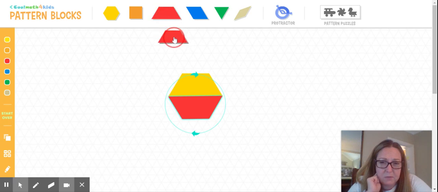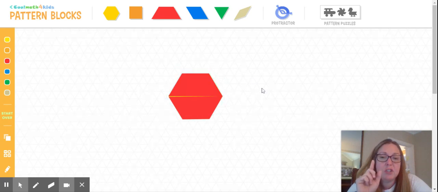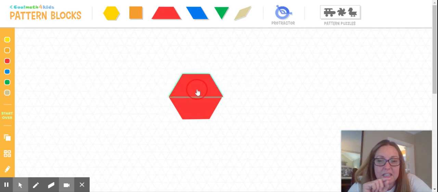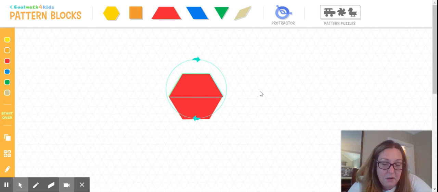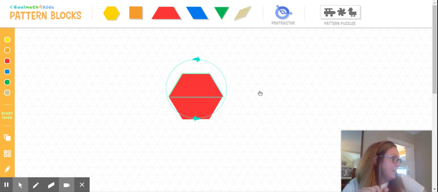So I'm going to get another red trapezoid here. Let's make sure we get it turned just so. Look at that. So see that technically I'm not supposed to have that gap there, but if I had pattern blocks out on my desk in the classroom, I wouldn't see that. Okay, 2 red trapezoids make 1 yellow hexagon.